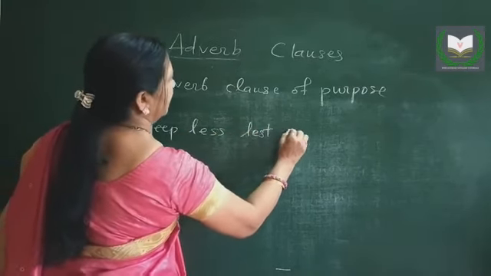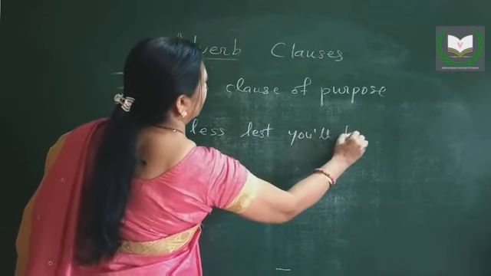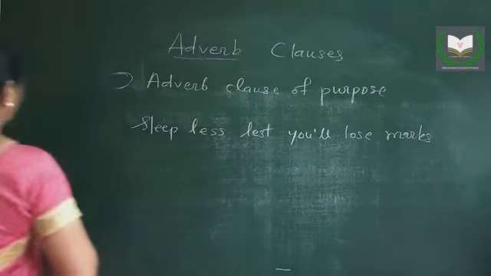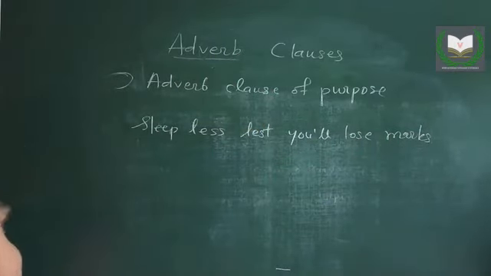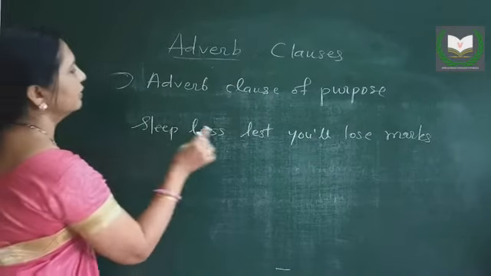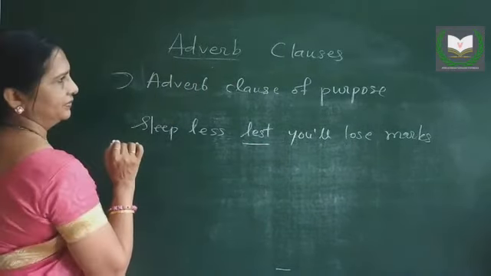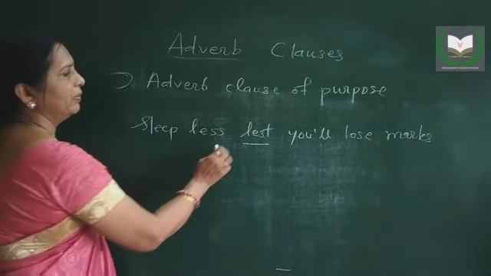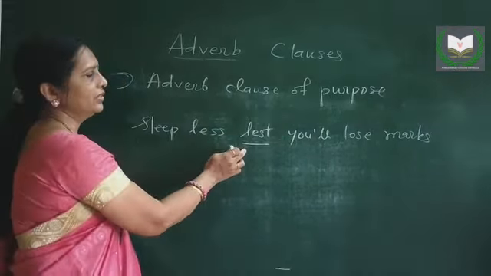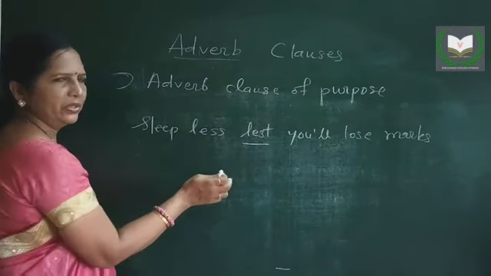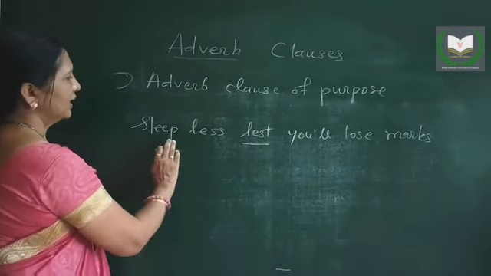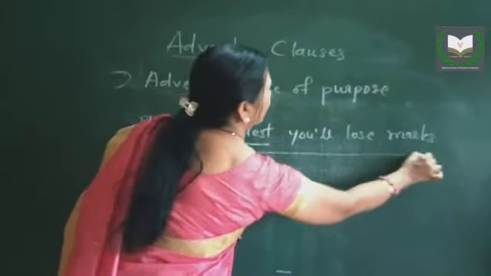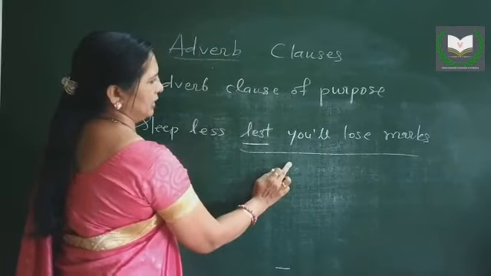Lest, you will lose marks. Now here, you will find that we are using this. We have seen "so that"; one more conjunction may be "lest". This was in fact used in Old English. Nowadays we use it very less. अर्थ काय आहे? कमी झोपा, नाही तर मार्क कमी मिळते. So this is the adverb clause of purpose.